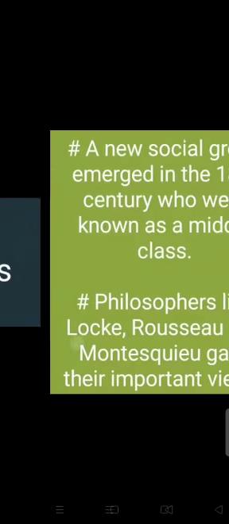Then, the 18th century witnessed the emergence of a social group termed the middle class. The middle class earned their wealth through expanding overseas trade and from the manufacturing of goods such as woolen and silk textiles, which were either exported or bought by the richer members of society.